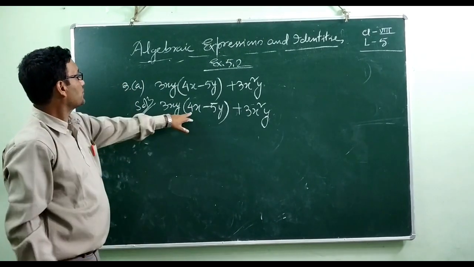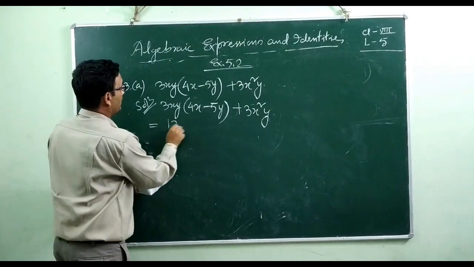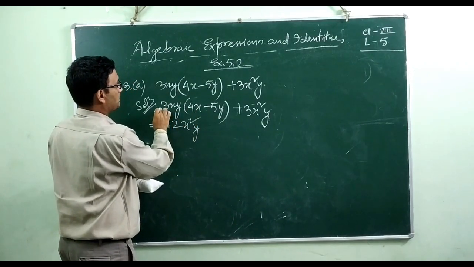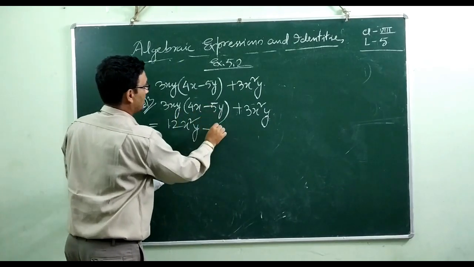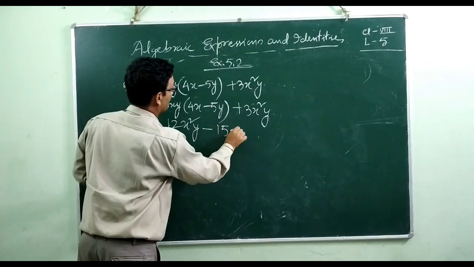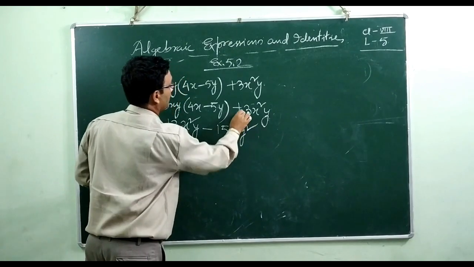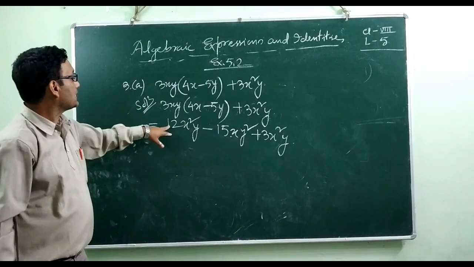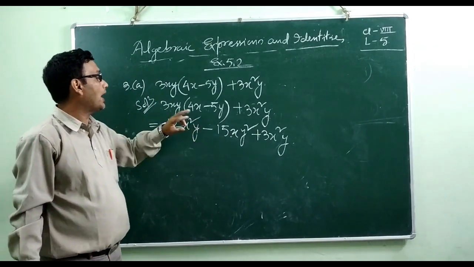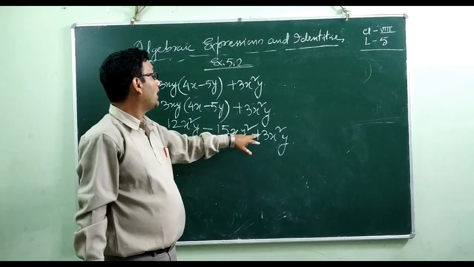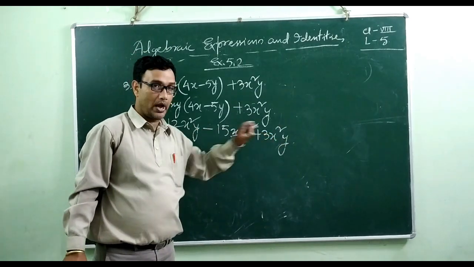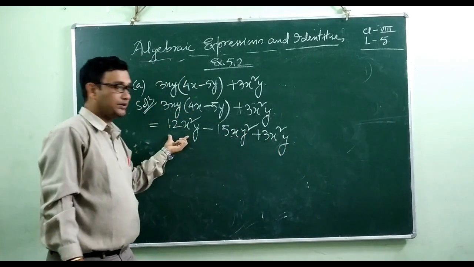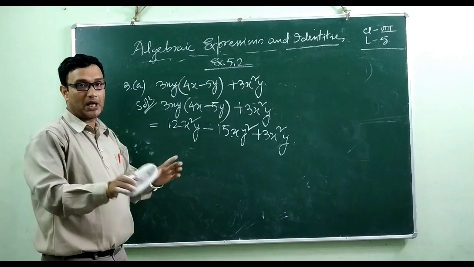Now we will multiply. 3 times 4 is 12, x into x gives x square, then y. Plus into minus is minus, 3 times 5 is 15, x, y into y square, plus 3x square y. Now you will see on the slide 12x square y minus 15xy square plus 3x square y. Here x square y and x square y are like terms, so with like terms we do plus or minus.